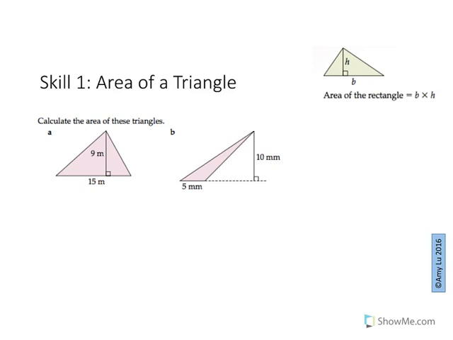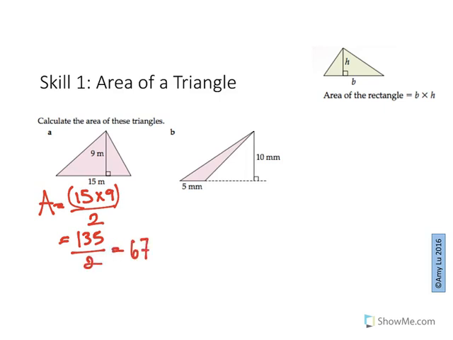So at this time, go ahead and pause and try to do A and B. So for A, to find the area of this triangle, you would have to multiply 15 times 9 divided by 2. 15 times 9 gives you 135, divided by 2, which leads you to 67.5, or 67.5 meters squared.